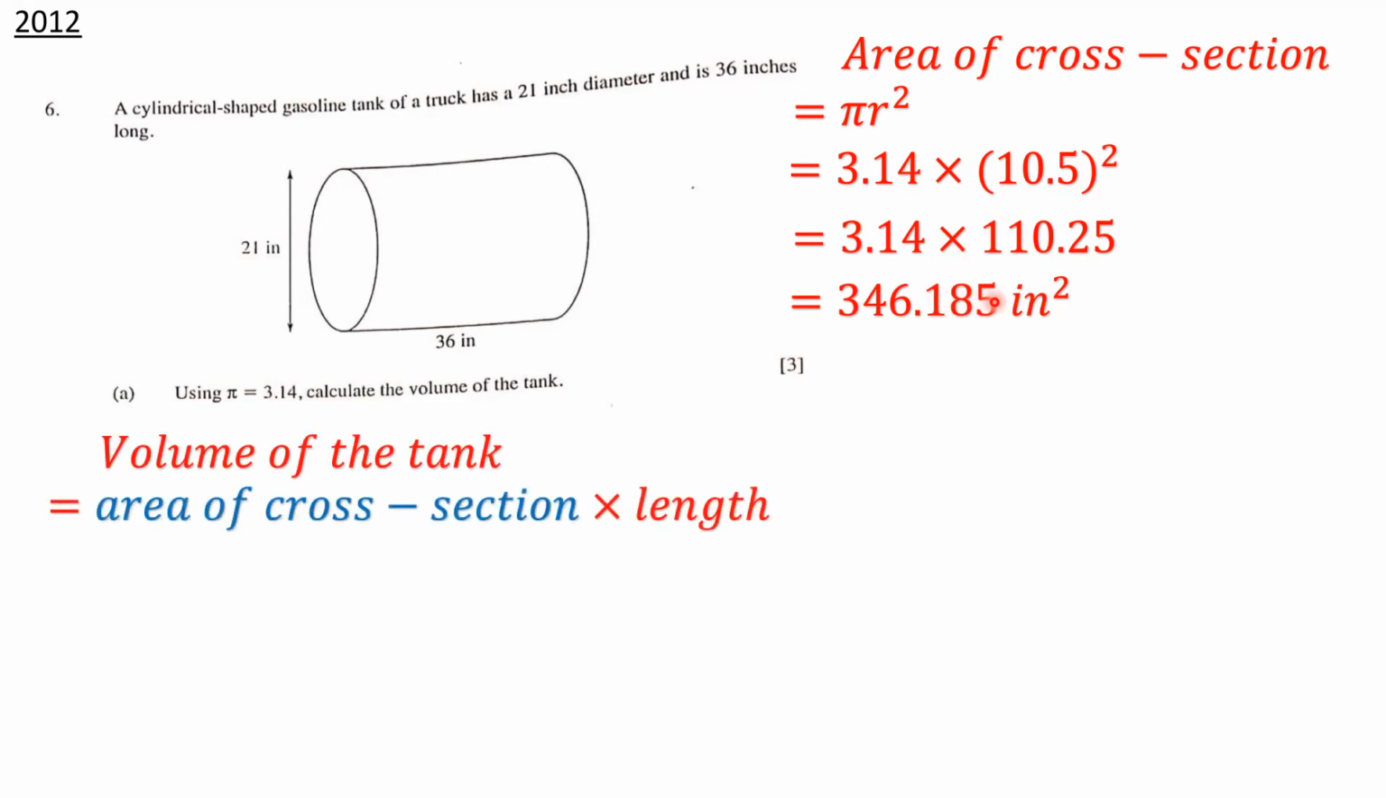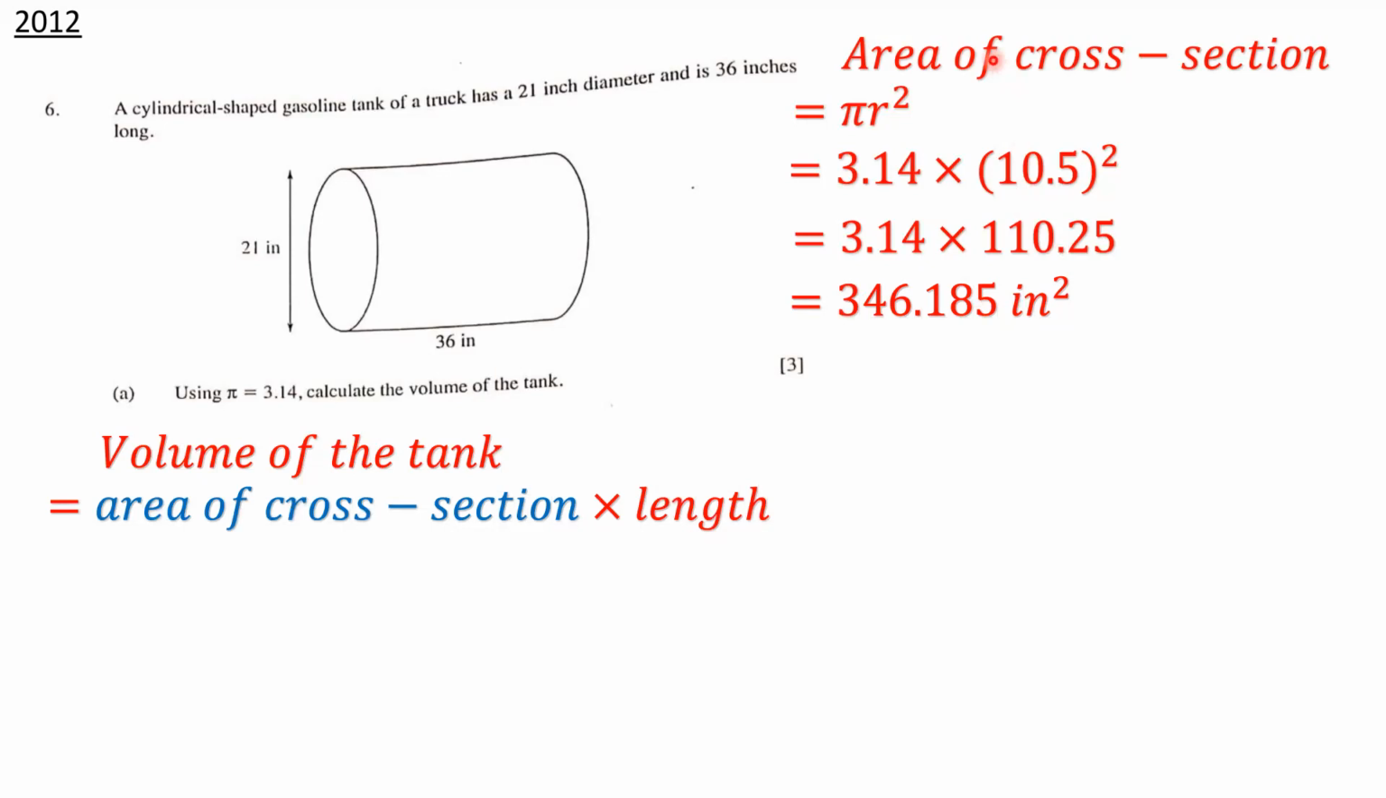Now, first of all, this is the area of the cross section. I hope I didn't say that's the volume. This is the area of the cross section. The area of the cross section is going to be 346.185 inches squared. That's the area. But now in order to find the volume, we need to take that area of the cross section and multiply it by length. So I hope that's how I explained it.